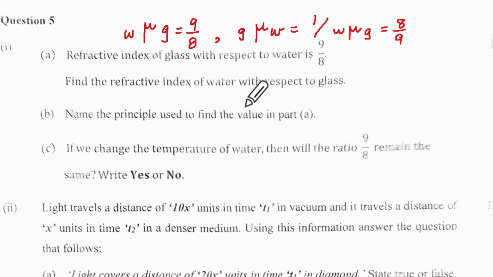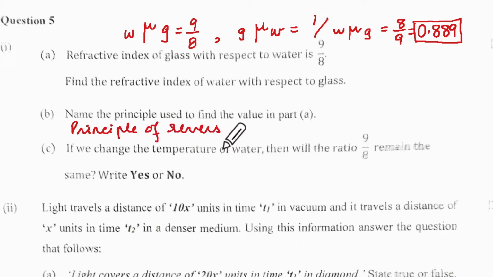Now they are asking you find the refractive index of water. Now many of you will stop here, but remember in physics you have to give your answer in decimals. So 0 point 8, 8, 9, 8, 8, 8 and it is going to repeat that 8. So it's going to be this. Okay, so if you have not written in decimals, chances are you will lose your mark. Be very careful. Now name the principle used to find this value. It is the principle of reversibility. Which means that it retraces its own path, and that will give us A mu B into B mu A is equal to 1.